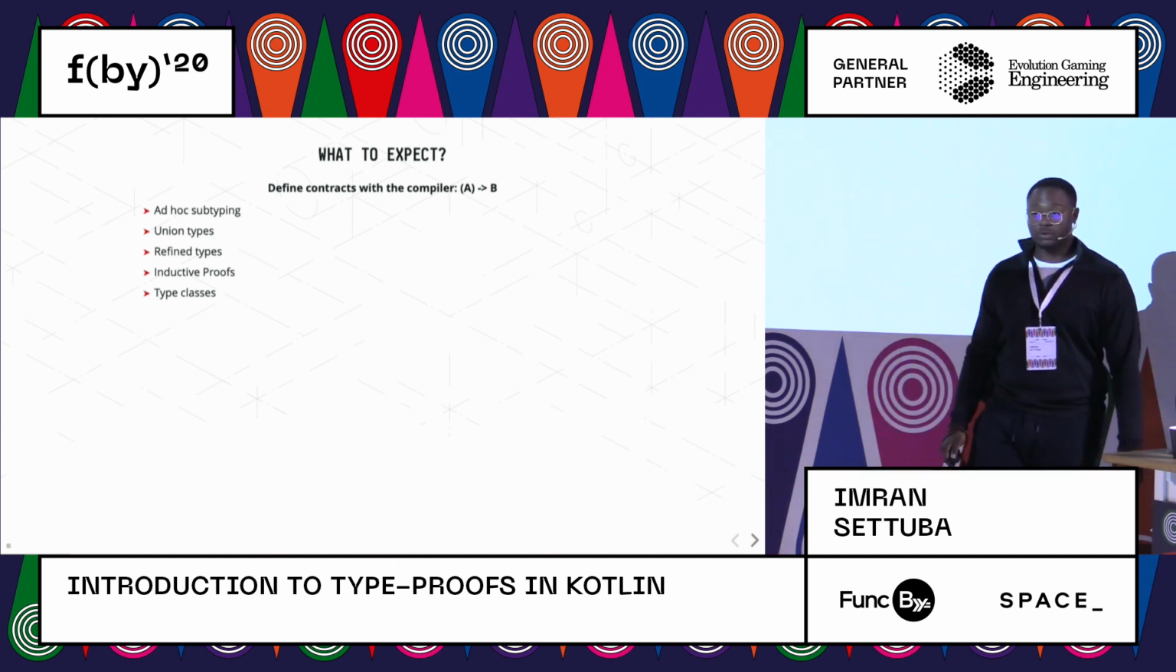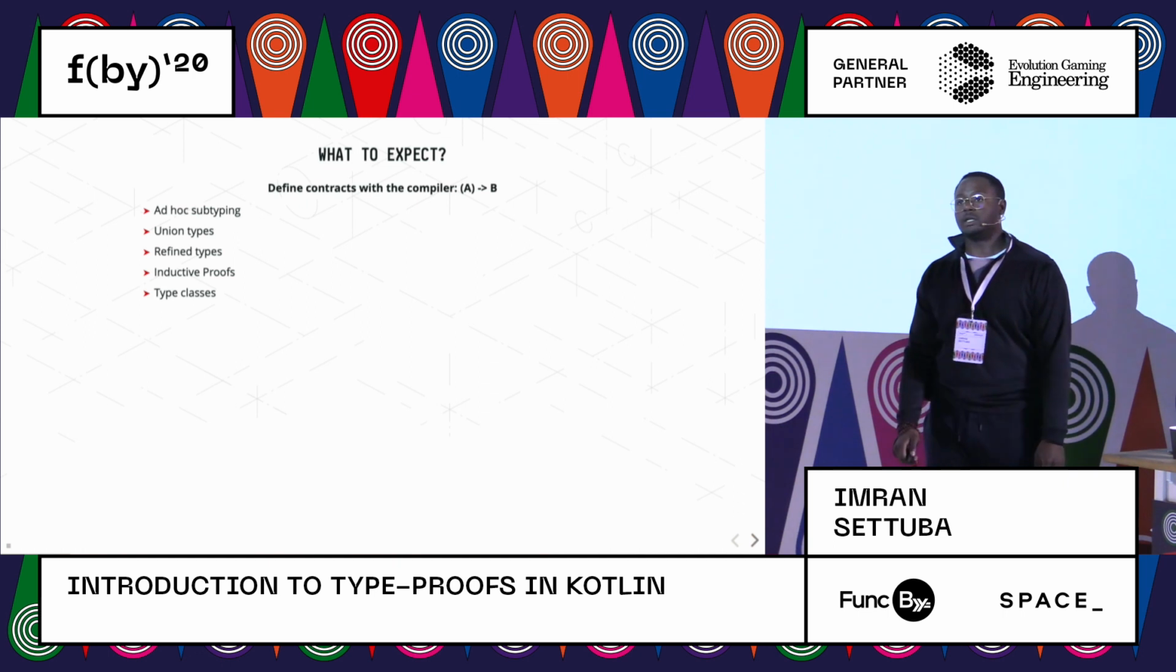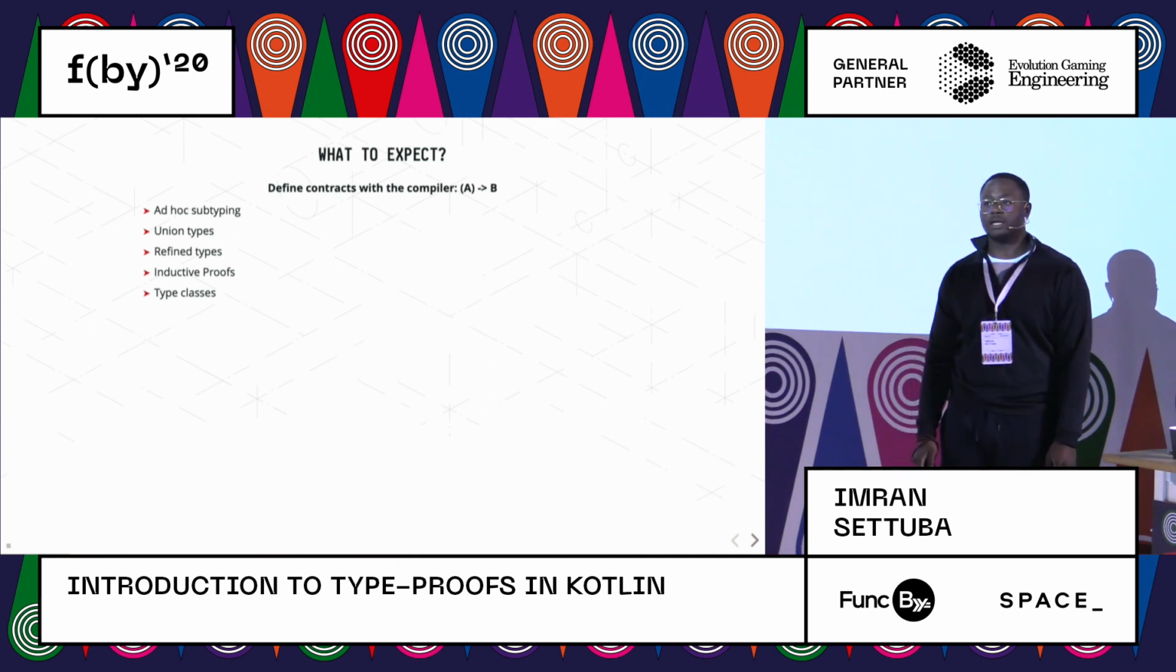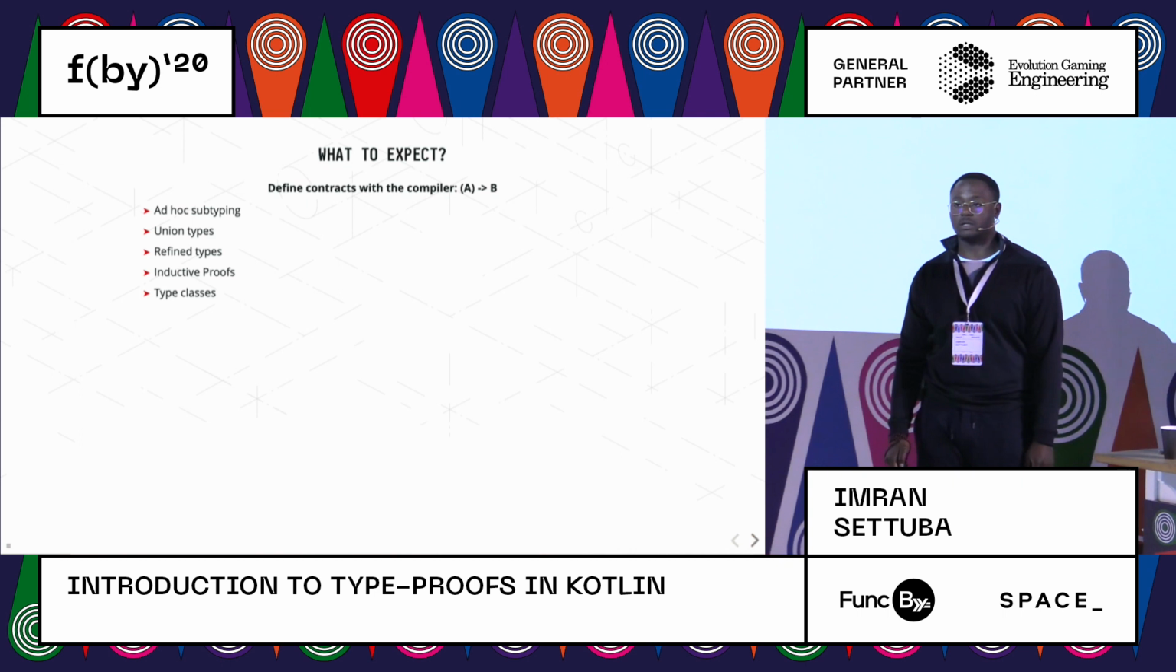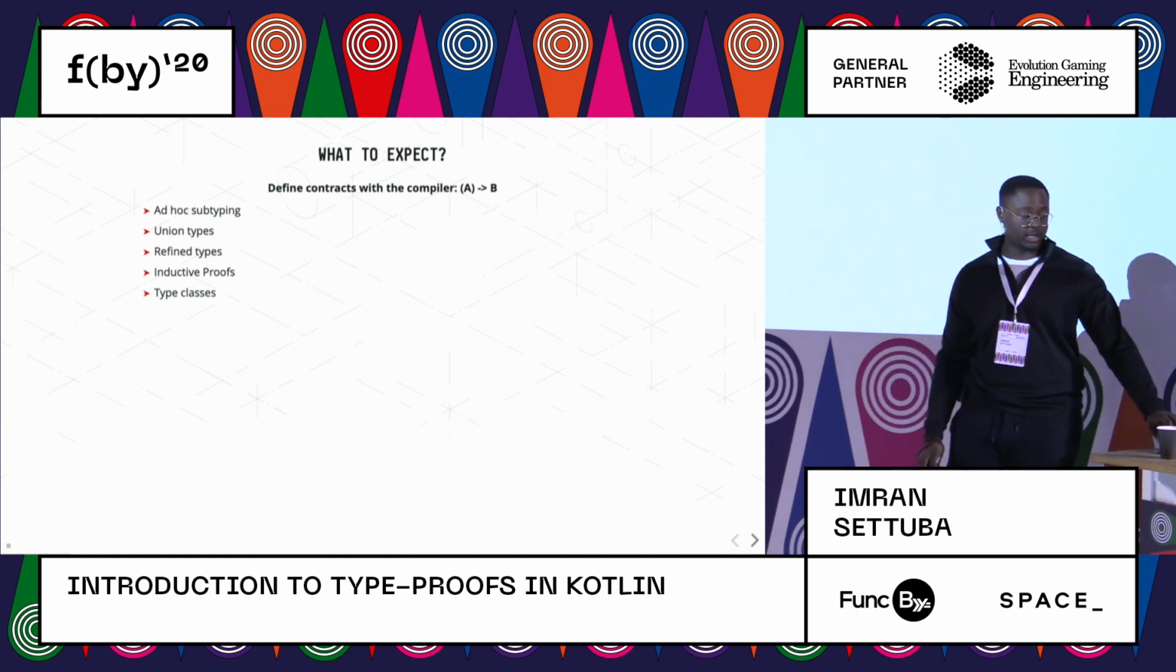And then the cool thing about type proofs is that we don't have to change the grammar or semantics of Kotlin to achieve all of this with a powerful machinery like type proofs.